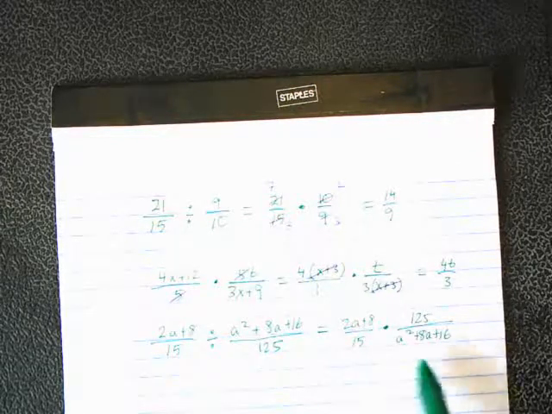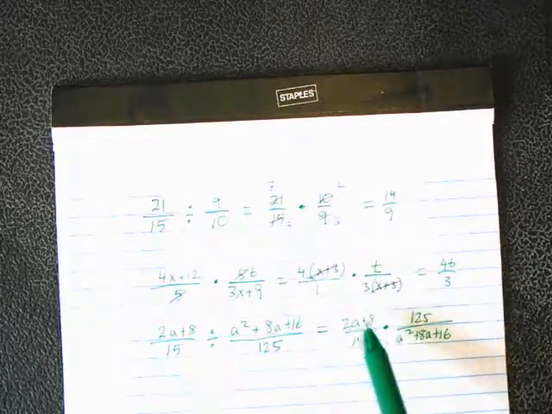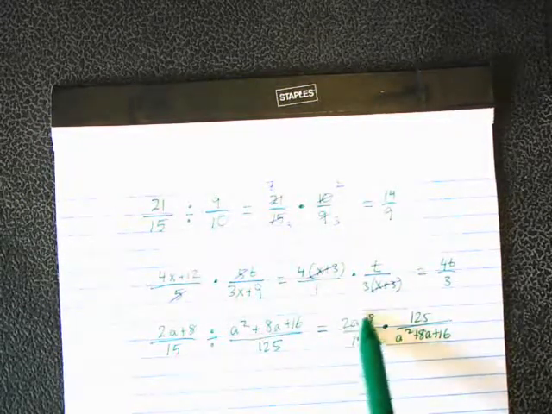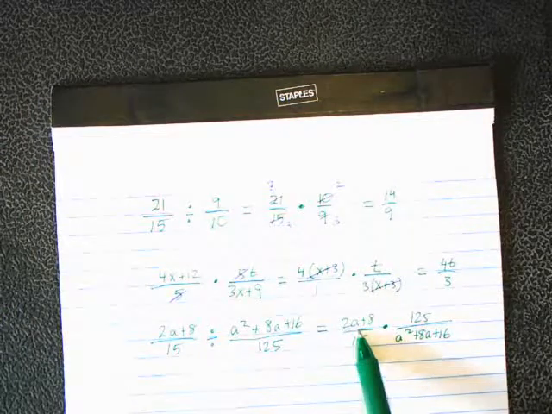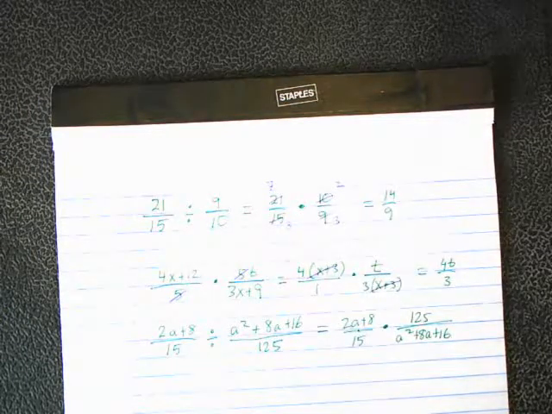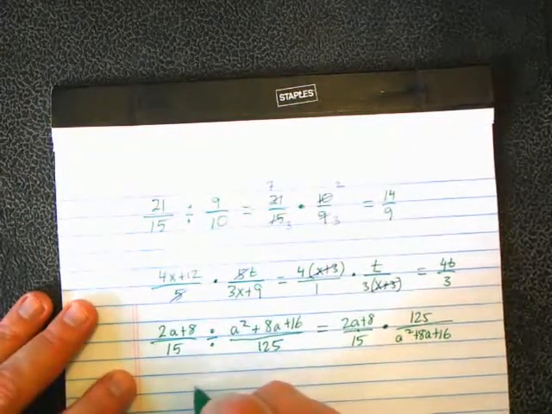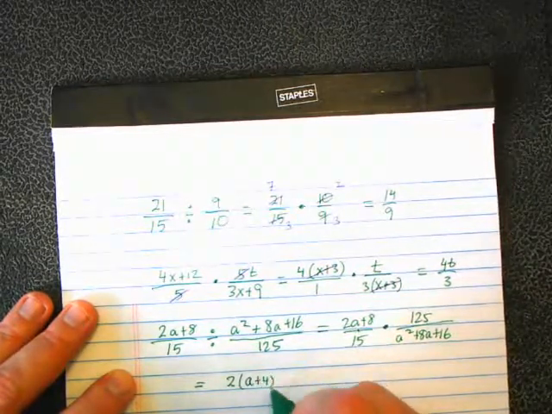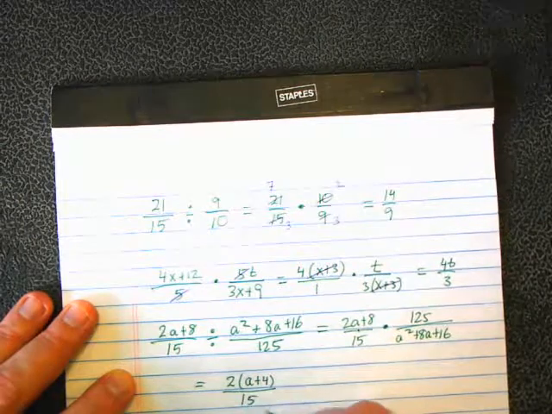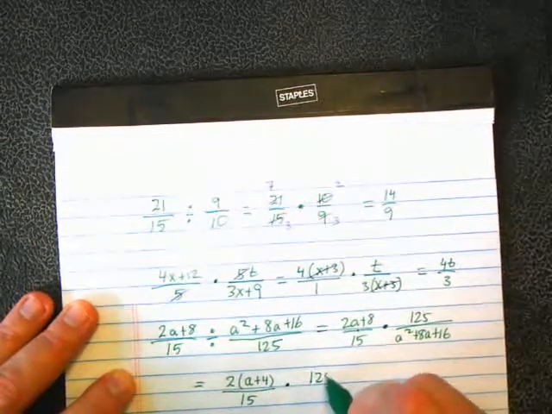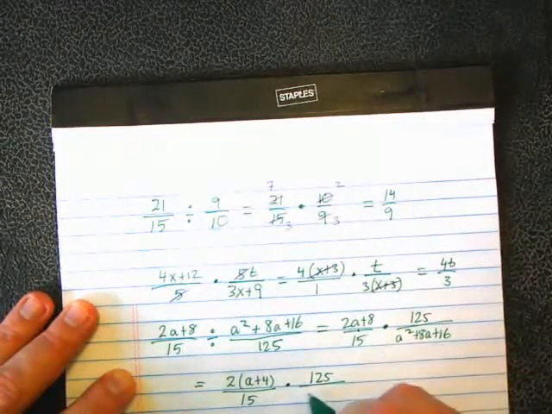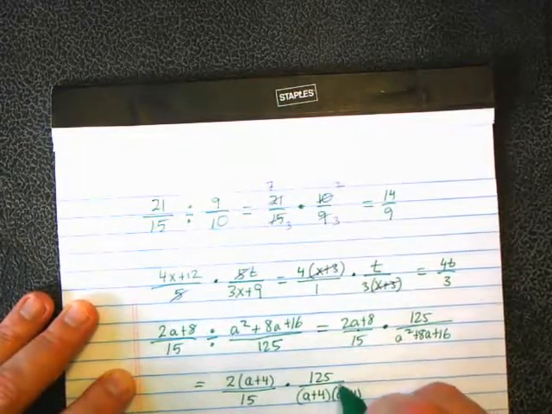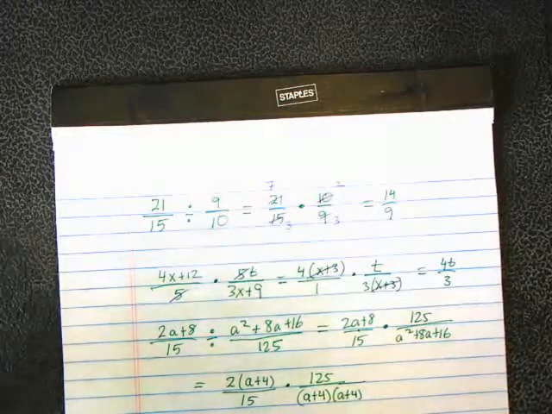Reverse FOIL the long one. A plus 4, a plus 4. What about this one up here? Take out a 2. So we factor. To sum it all up in one word, we factor. We take a 2 out here. Left over is a plus 4 divided by 15 times 125 over, you told me this one's a plus 4 and a plus 4? That looks right. Okay, reduce away for me.